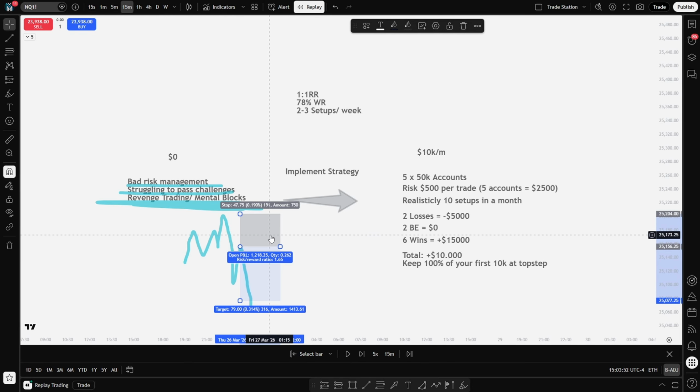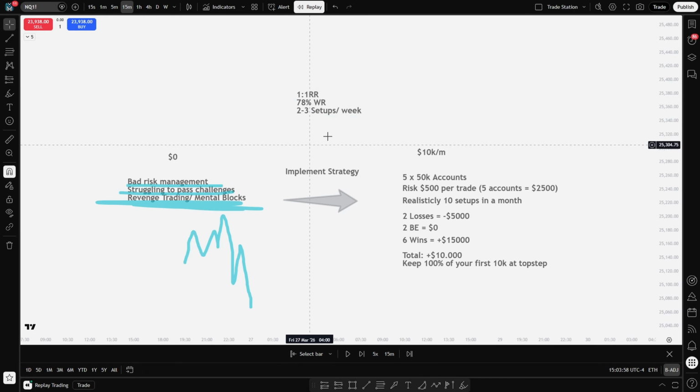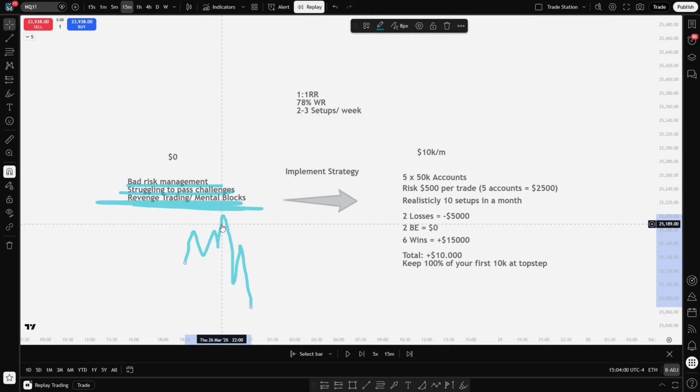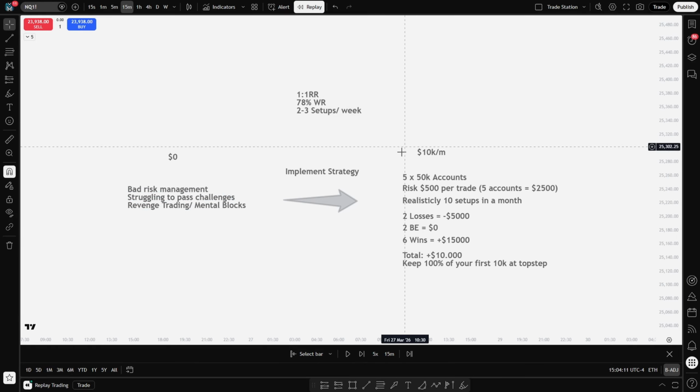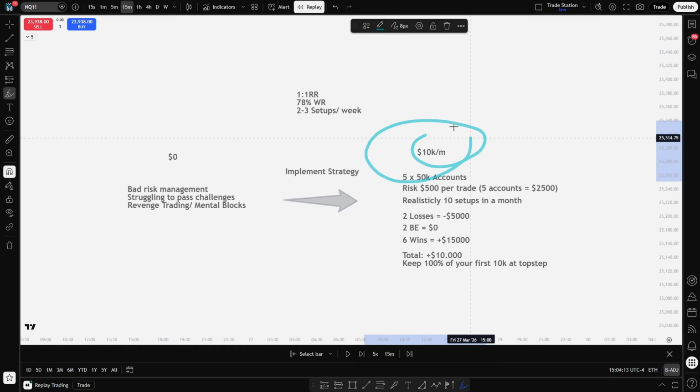You're not going to win every trade, obviously not. It's not a perfect strategy, but you're going to win more often than not. And with this RR and this win rate, you are simply profitable if you follow the method exactly. That being said, if you implement the strategy, let's see how you can actually get to 10K a month.